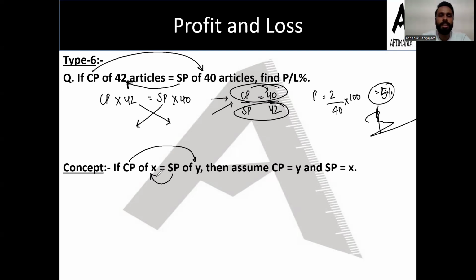तो जब भी ऐसा क्वेश्चन आ जाता है CP of x equal to SP of y, directly what you have to do is CP को y और SP को x assume कर लीजिए. You'll get the answer easily. I hope that's clear. Going ahead with it. You must have taken a screenshot or must have taken a note of it. I am removing the content.